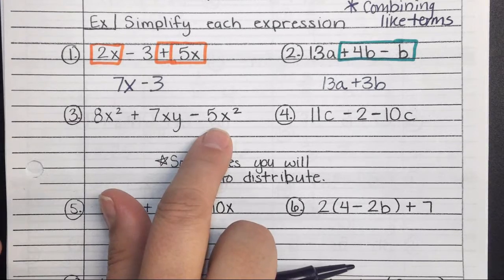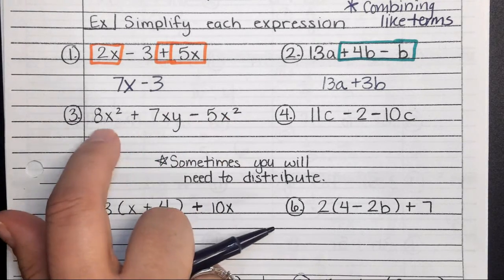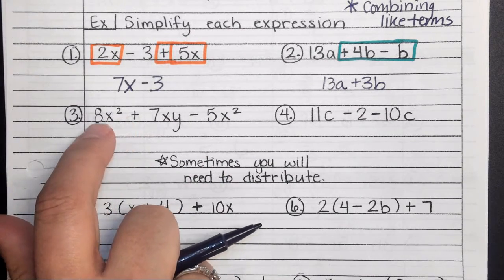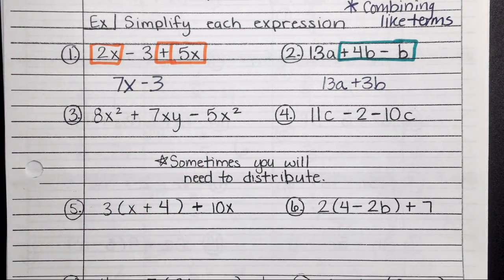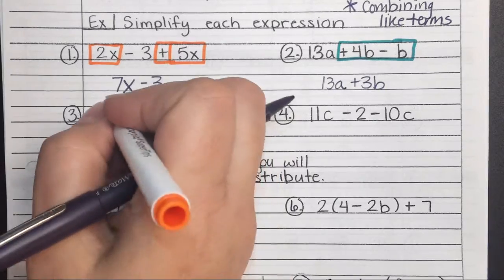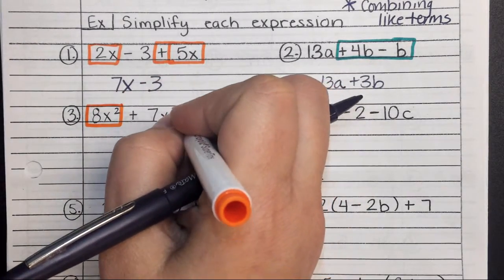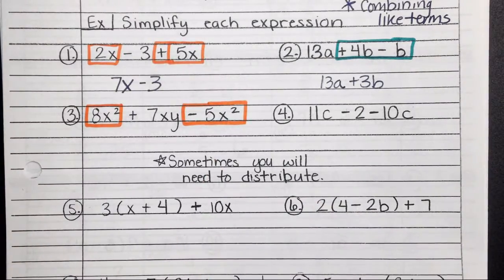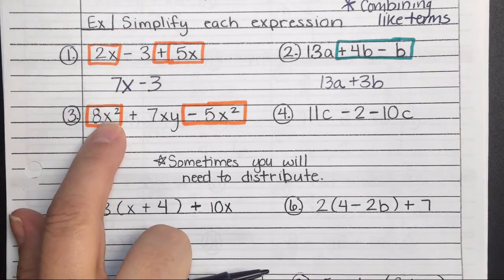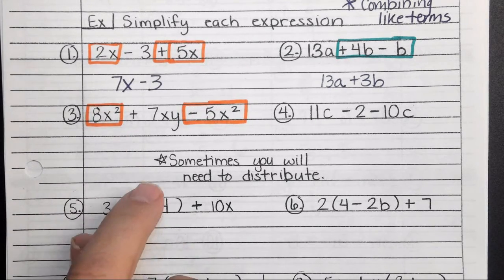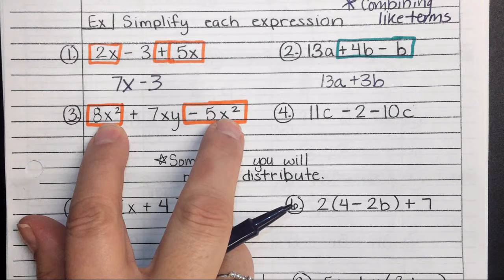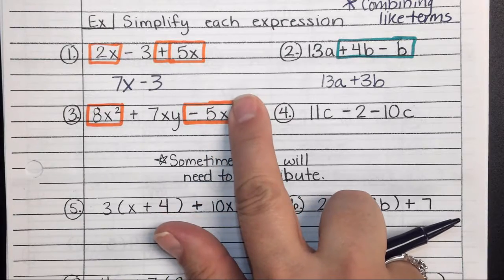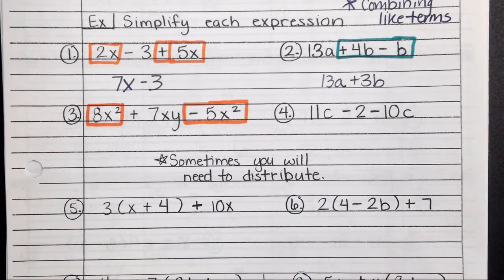So look at this. When I say power, I'm talking about this exponent right here. This is 8x to the second power, or 8x squared. Is there anything that matches that? Yes, because it's 5x squared. So 8x squared matches minus 5x squared. That means you have 8 times x times x. Because you have x to the second power, we can combine those. Those are like terms. If this was just x, I could not combine them. So you can only combine like terms if they are the same variable to the same power.